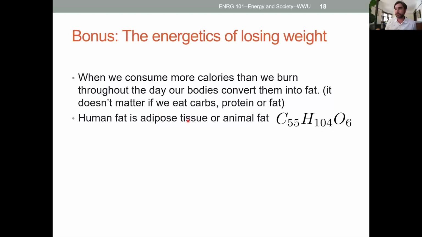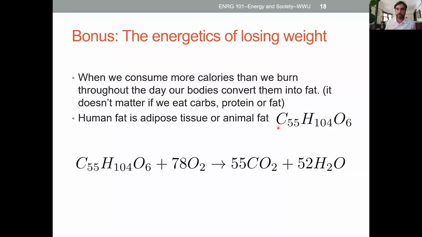Human fat is adipose tissue or animal fat. It's a bunch of carbons, even more hydrogens, and some oxygens. This is the molecule for fat. And so when we burn fat or we metabolize our food, we combine that fat with oxygen that we breathe in, and then we breathe out CO2, and we also breathe out sweat or urinate water. And so this is how we actually lose weight. We burn the fat chemically within our bodies with oxygen. So the only way you actually lose weight is by breathing it out.